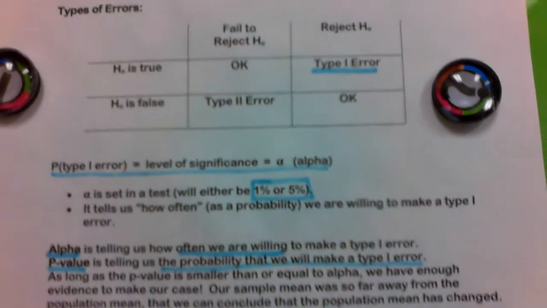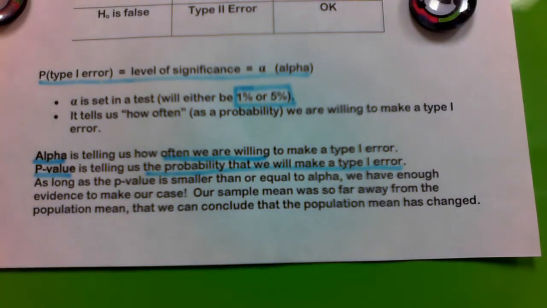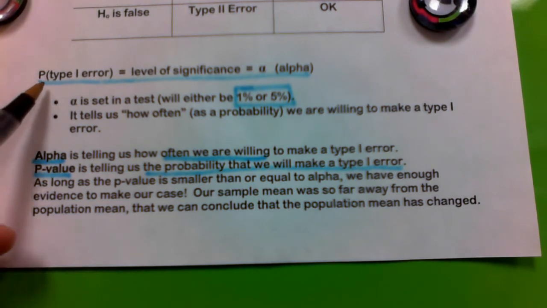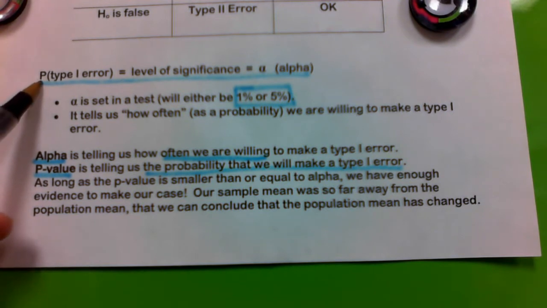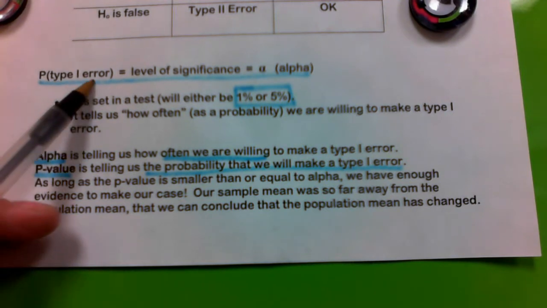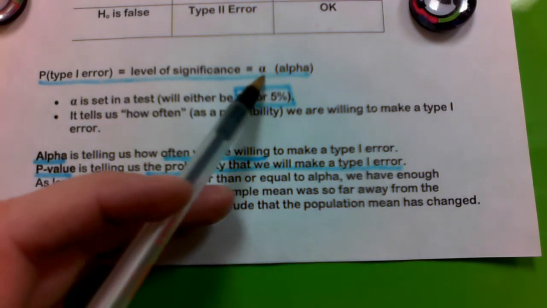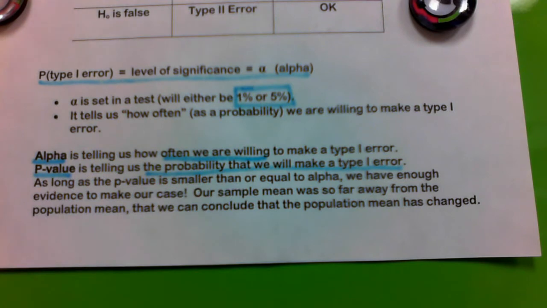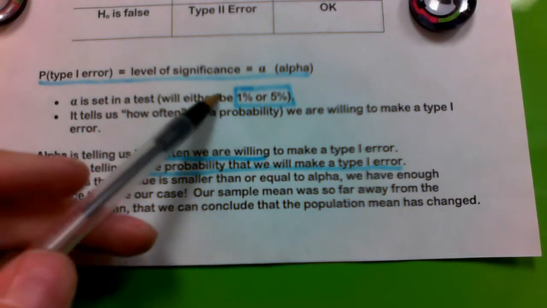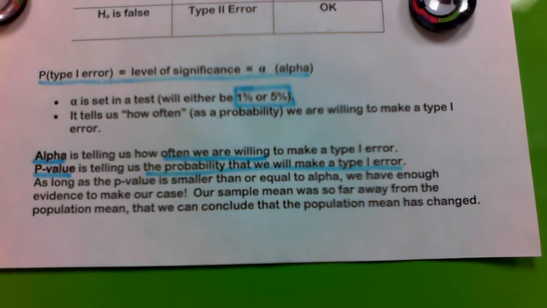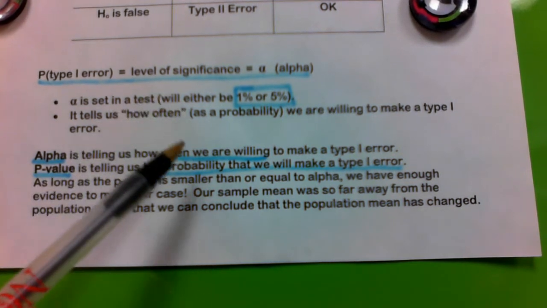So what that means is we have to consider that possibility of that error. So we have to decide how willing are we to make that error. And this is called the probability of making the type 1 error. And this is also known as the level of significance, which the book will define as alpha. Now, we will look at 1% or 5%. And again, just hang on when we actually do the tests. I think it will clarify it.